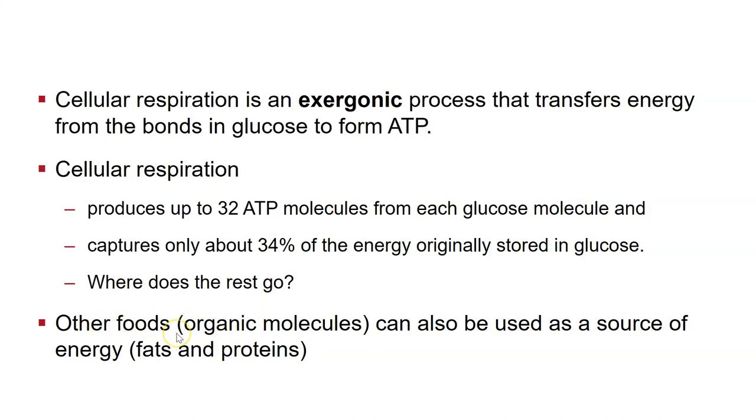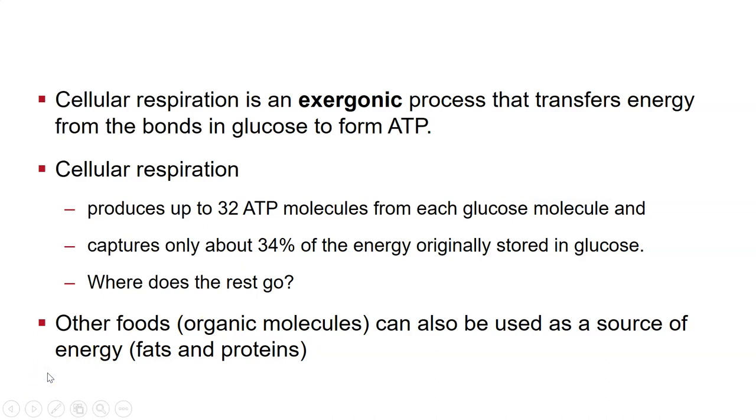Other foods can also be used as a source of energy. Our primary source of ATP generation is through the oxidation of glucose, but fats can also be used, as well as proteins. It's just that the process by which fats and proteins are used is a bit different. At the end, they all enter the same pathway. But as you'll see, there are three different pathways for cellular respiration.